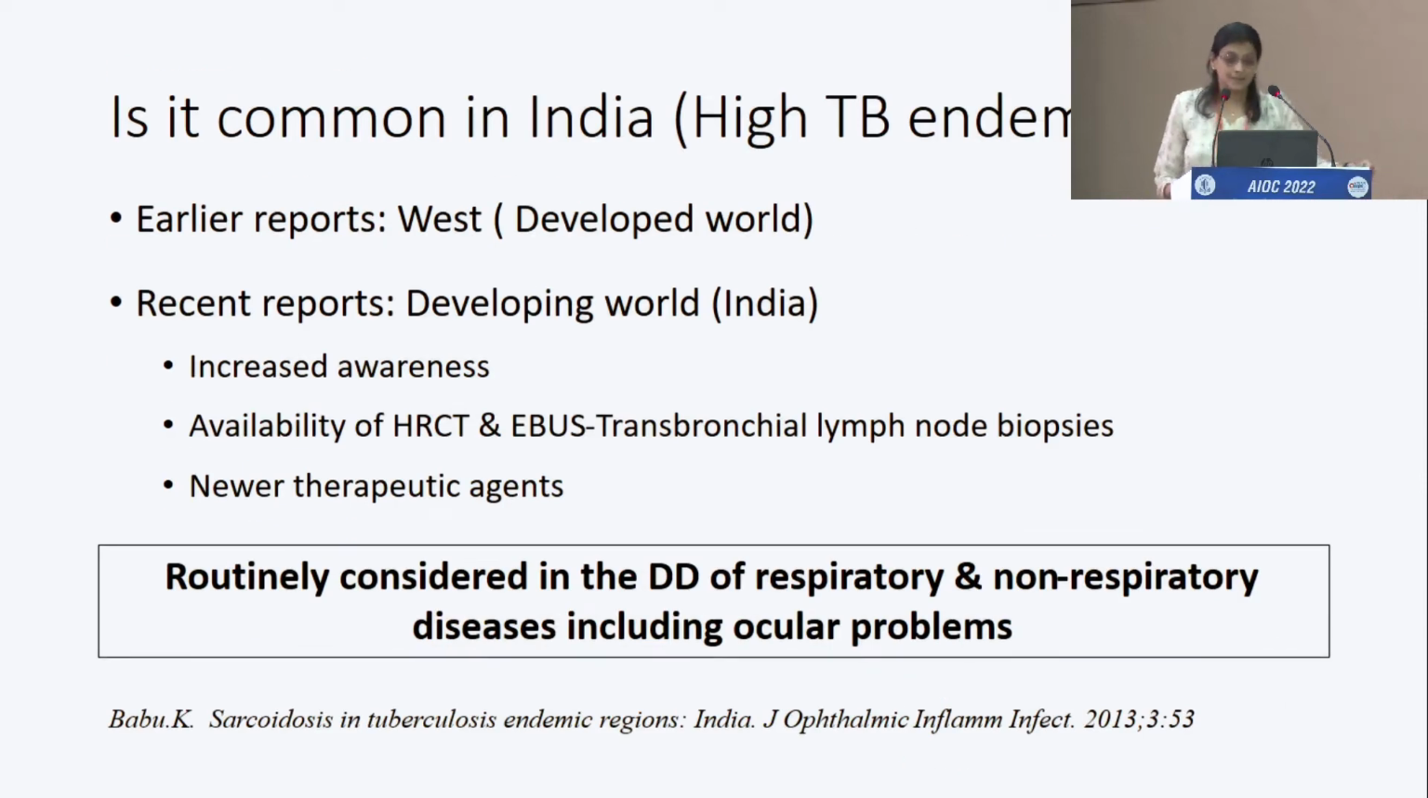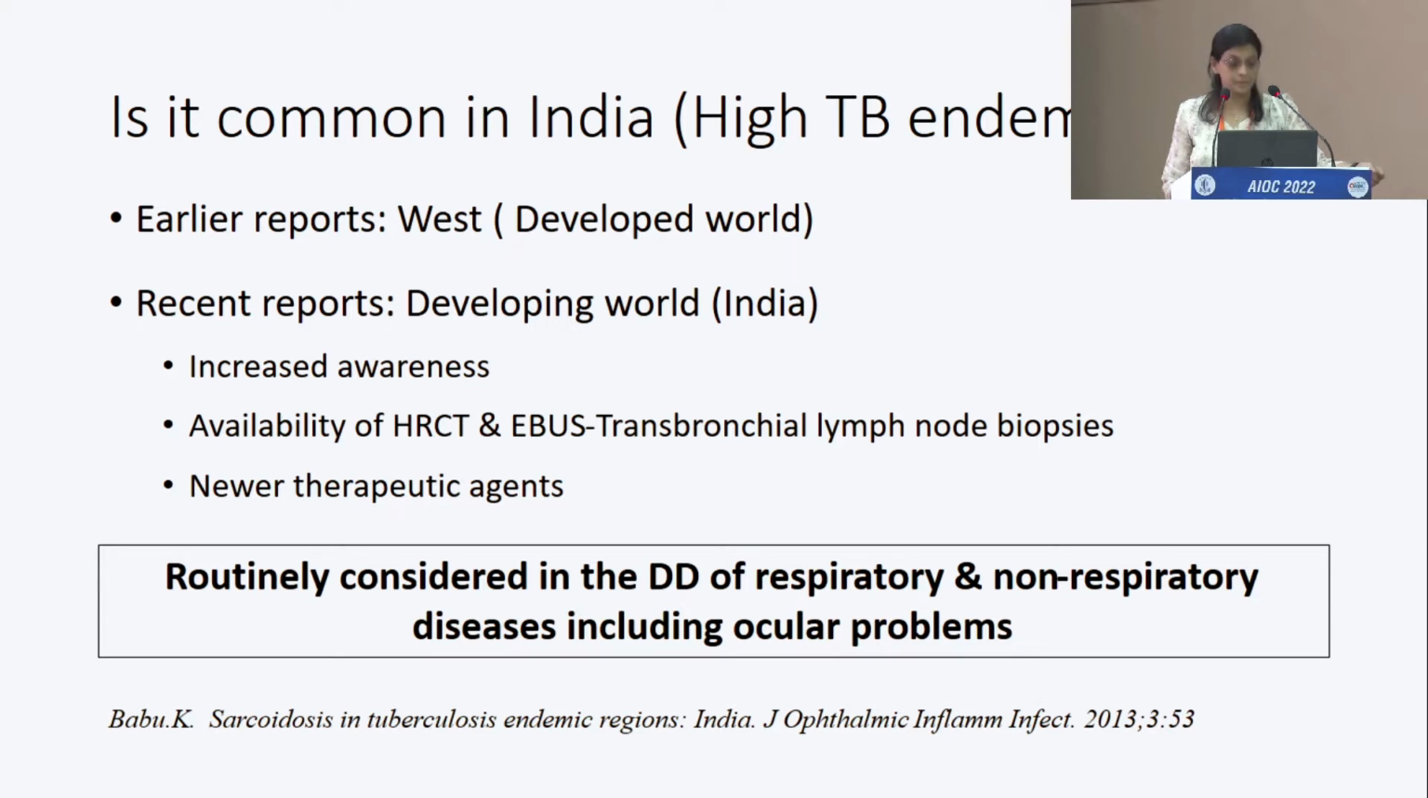So is this disease common in India, which is a high TB endemic country? When we look at the earlier literature, this was a disease of the developed world. However, recent reports show increasing numbers from India, which is a high TB endemic country. This is probably because of increased awareness, availability of newer diagnostic technologies such as high resolution CT and EBUS TBNA. Also, we are using newer therapeutic agents like the biologics for cancers, which can cause sarcoid-like reactions.